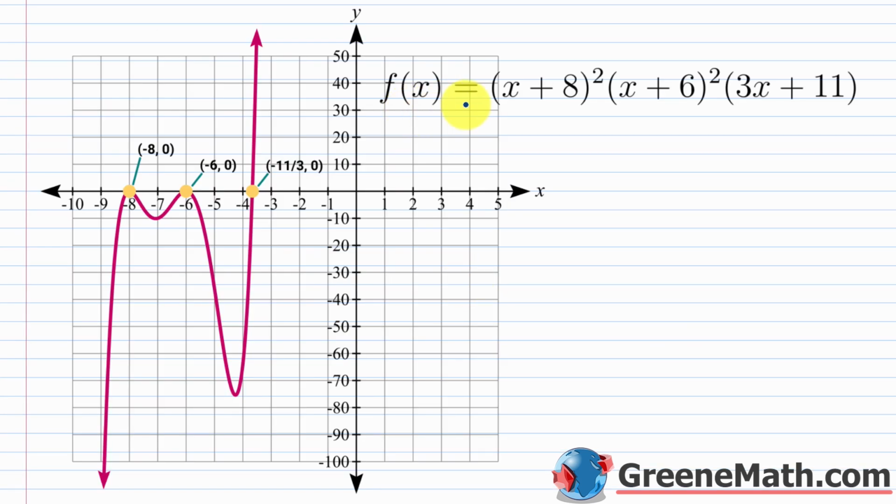So this is your f of x equals the quantity x plus 8 squared times the quantity x plus 6 squared times the quantity 3x plus 11. So this is what we had before we pulled the 3 out. And if you notice, you have the x-intercept of -8 comma 0, the x-intercept of -6 comma 0, and the x-intercept of -11 thirds comma 0.